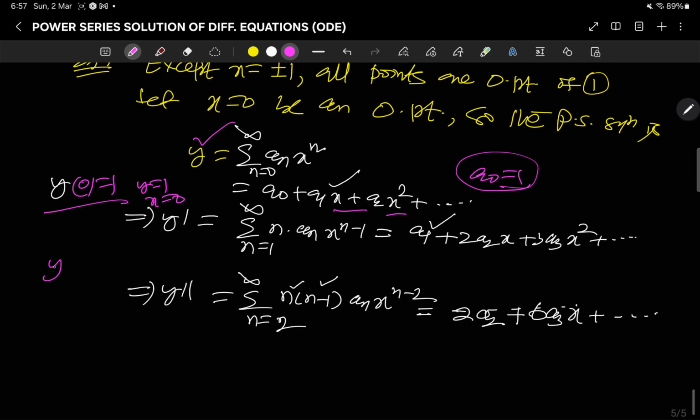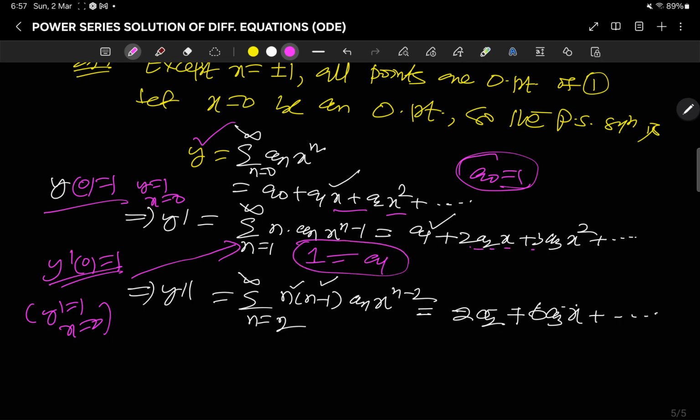Next is y dash 0 is equal to 1. What does it mean? It means y dash is equal to 1 when x is equal to 0. So if you substitute this here, what are you getting? 1 is equal to a1 plus 0 plus 0 plus 0. So from this initial condition we get it. We can get it from the beginning, or at last after getting the final solution we can also get it.